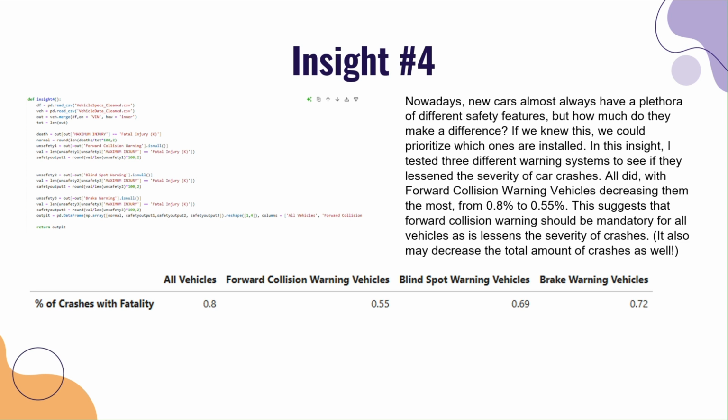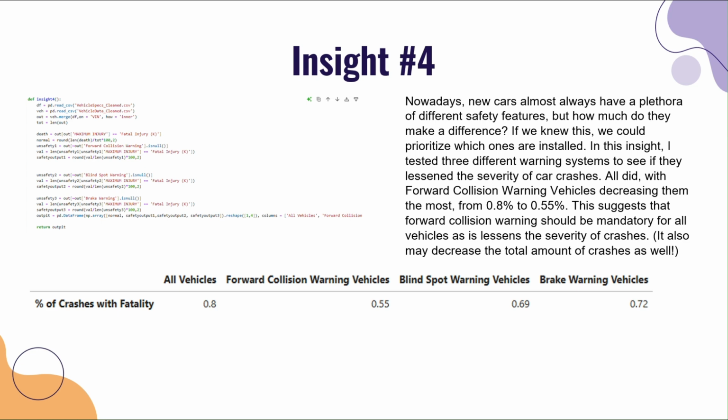And as you can see at the bottom there, all 3 of them, the forward collision warning, the blind spot warning, and the brake warning, all decreased the percent of crashes with a fatality. Some of them significantly. Between all vehicles and forward collision warning, that's 0.25% less fatal crashes, which might not sound like a lot, but if you're looking at 40,000 crashes nationally a year, you're talking about hundreds of people that could be saved if forward collision warning is implemented on all vehicles. So I think that's one public policy goal that could absolutely help with the issue.